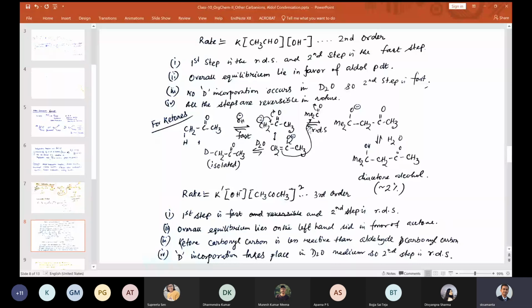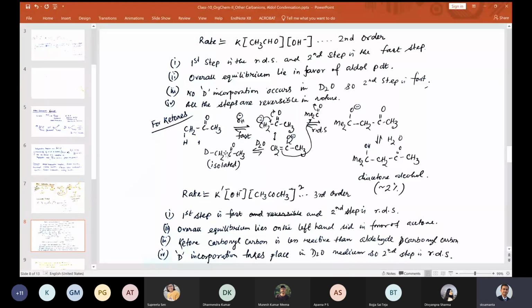How do we prove that? Because this is the slow step, this intermediate carbanion which is generated would like to go back to the previous acetone. So if we carry out this reaction in D2O medium, we can easily isolate the product where D has been incorporated into these protons here.